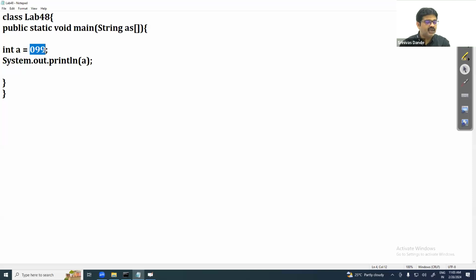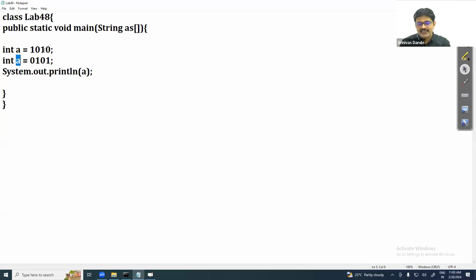A equals to, octal number must start with... Tell me, this is what? This is octal or binary? Tell me. 0101. This is a test for you, big test for you.